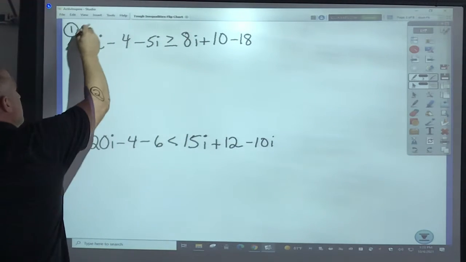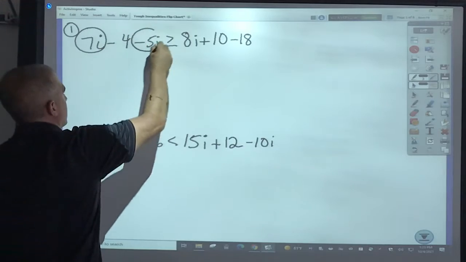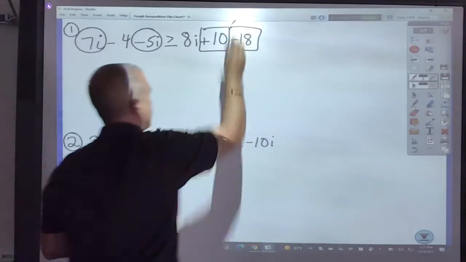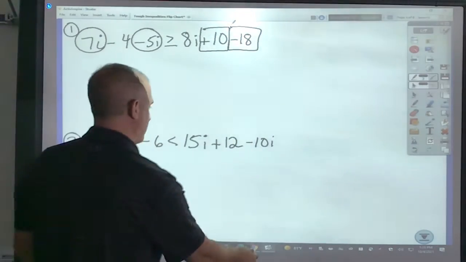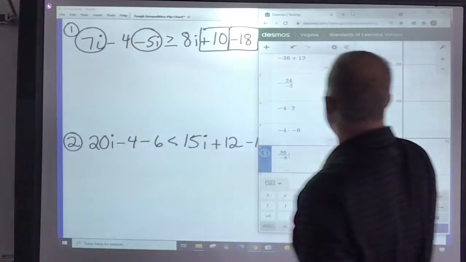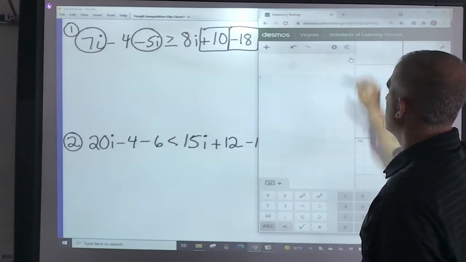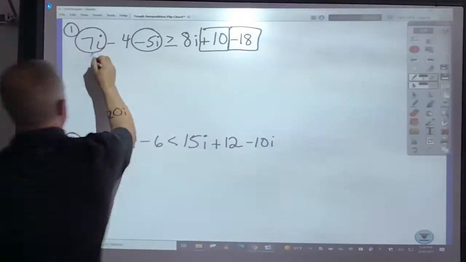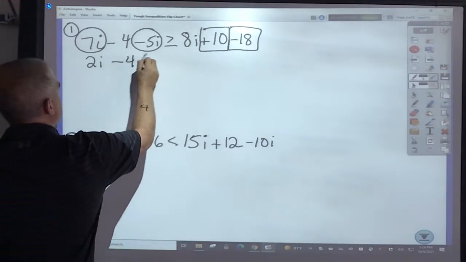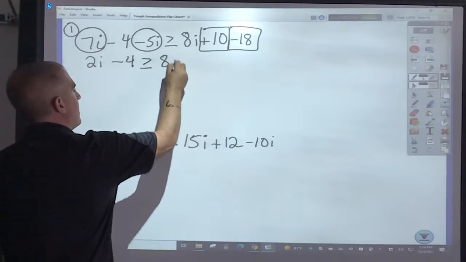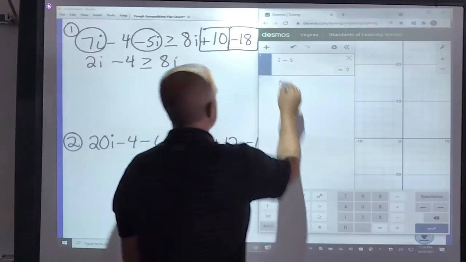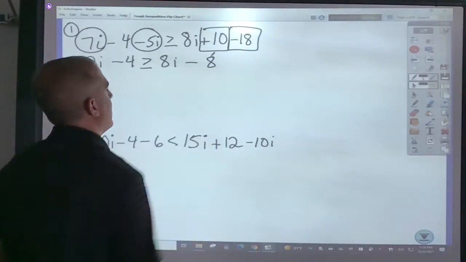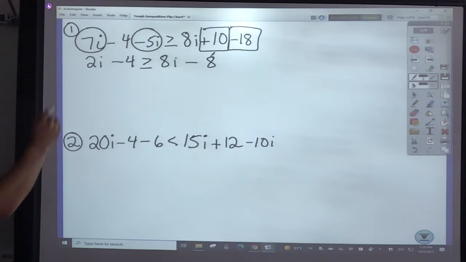So when I look in here, this is alike, and this is alike. On this side, this is alike, and this is alike. Before I do any opposites, I have to go into Desmos and combine these like things. So that one would be 7 minus 5, which would be 2i, and then there's just a minus 4 here. This is going to be 8i, and I'm going to combine that 10, I can do positive 10 minus 18. That's negative 8. Now back to variables on both sides, and I can proceed from here.